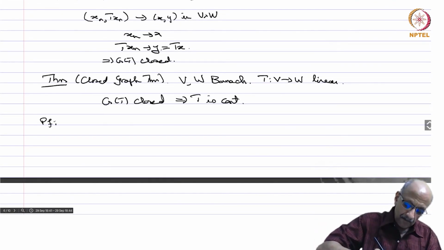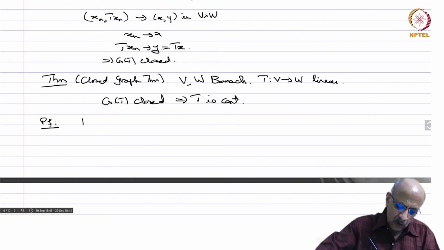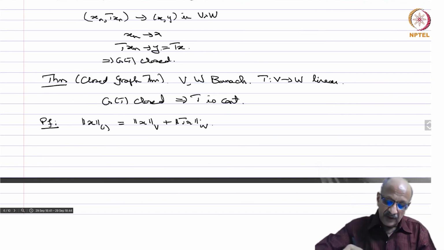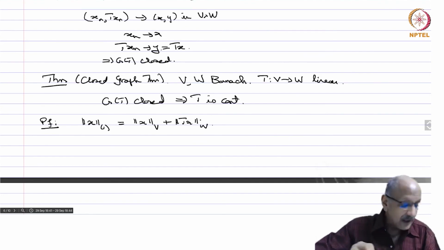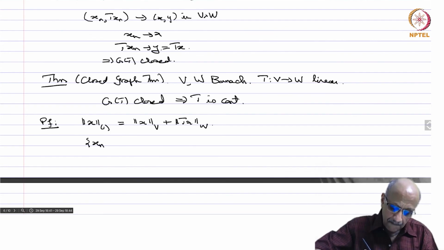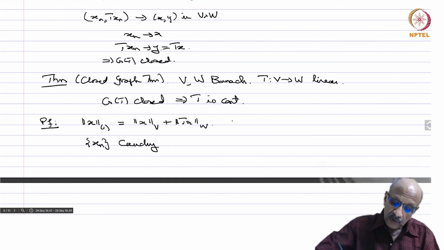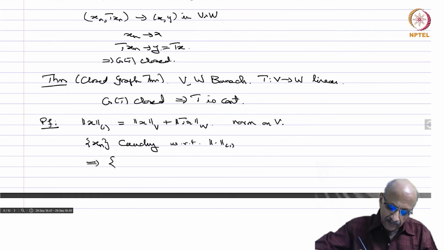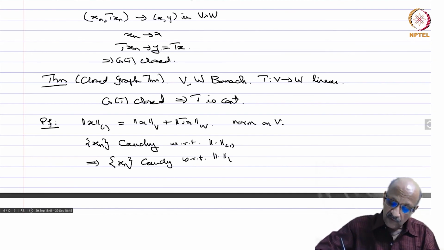So proof. Let us define norm x1 equals norm x in V plus norm Tx in W. Okay, this is trivially a norm that you can check without any problem. So I will leave that checking for you. So let us take xn Cauchy. So this is a norm on V. xn Cauchy with respect to norm 1. But norm 1 is a sum of these two things. So this implies xn Cauchy with respect to norm V, and Txn Cauchy in W.